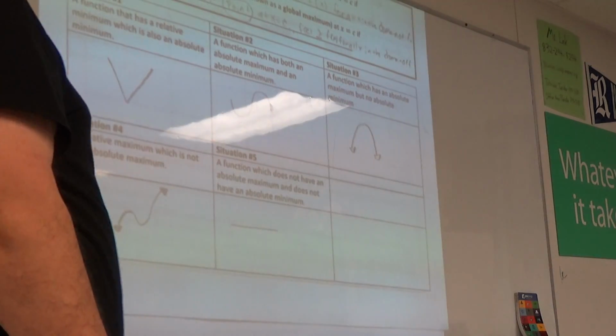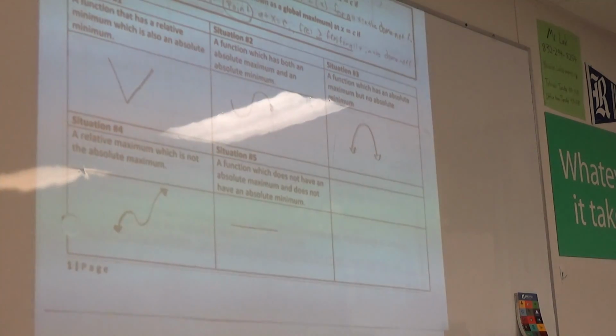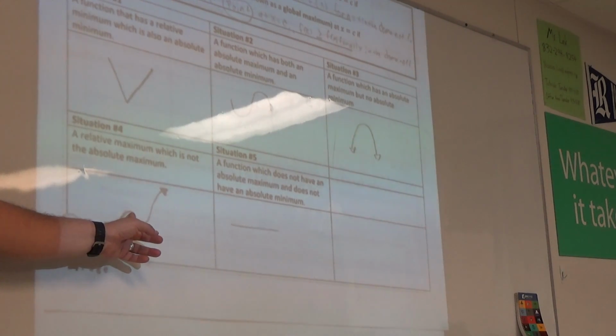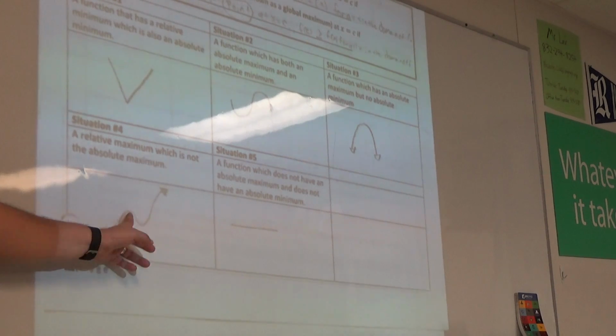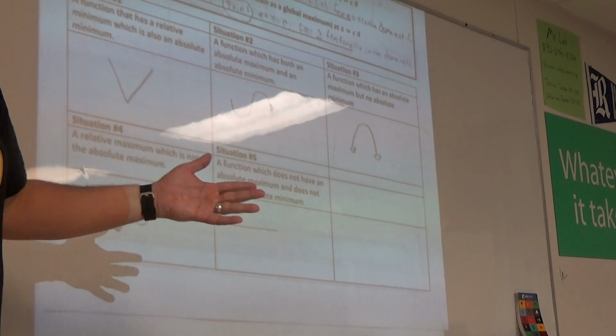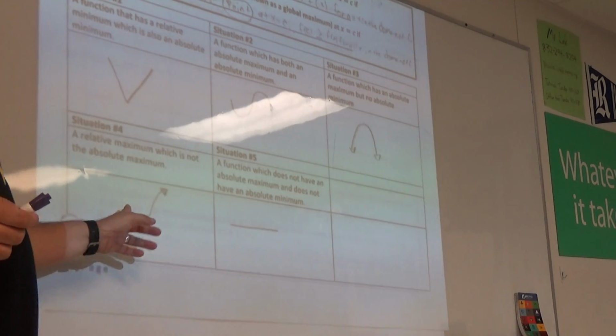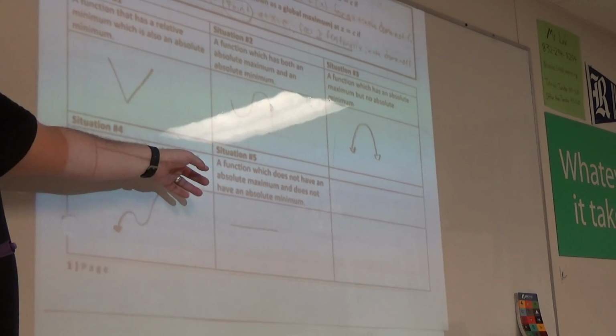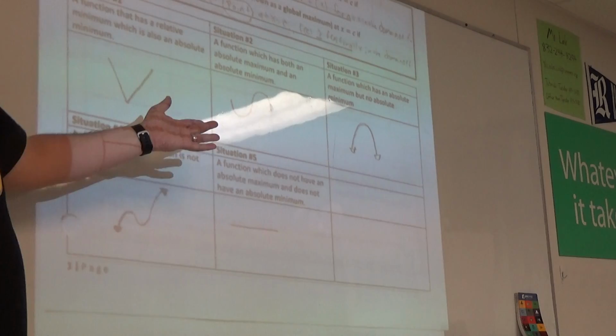A relative maximum which is not the absolute maximum. Here's the relative maximum. The absolute maximum is where? Jose, what'd you say? It doesn't have one. Why? Because there has to be a point. There is no point where you have a highest point. So you want to be careful with these things.